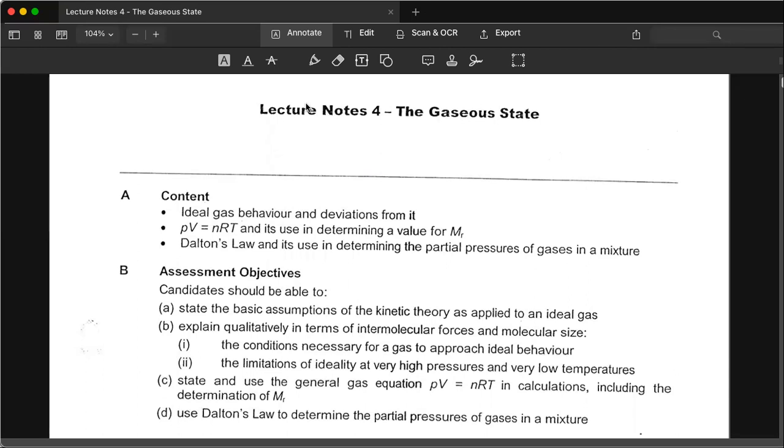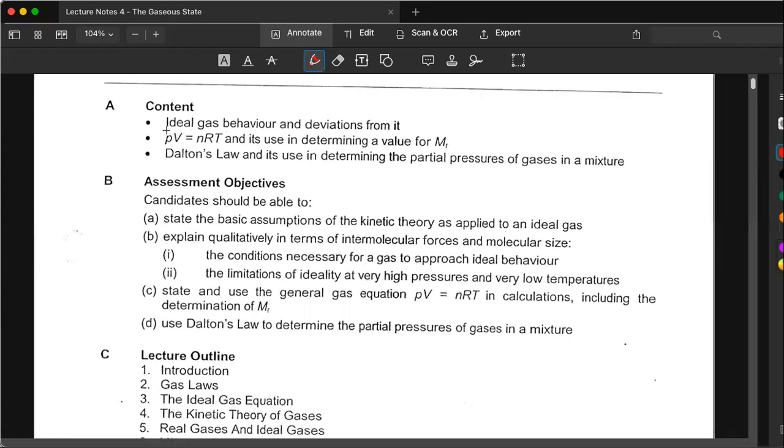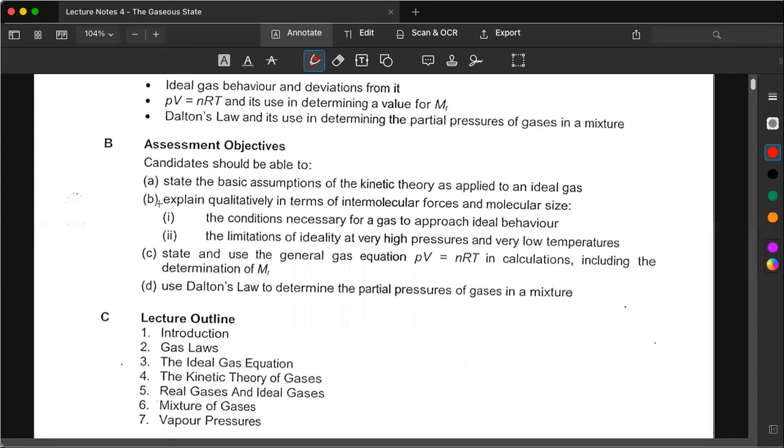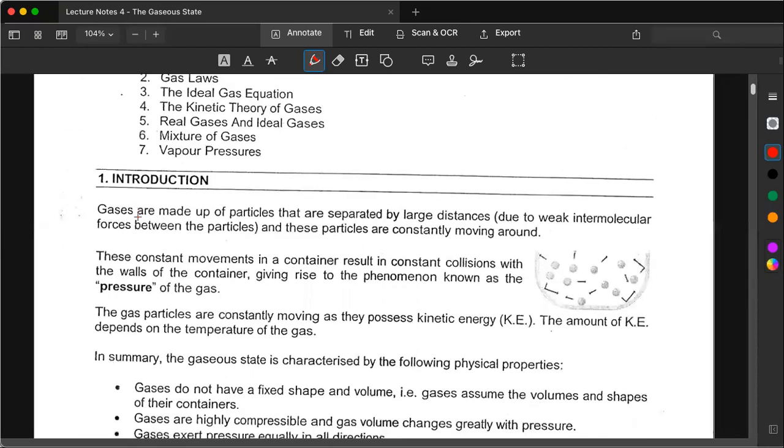Today I'll be presenting the next lecture on the gaseous state. Here are the content and the assessment objective for this topic. We are focusing on the ideal gas law in solving many questions for this topic.